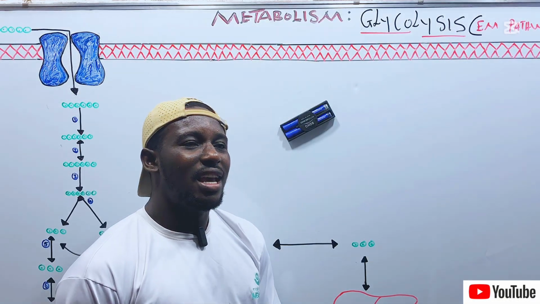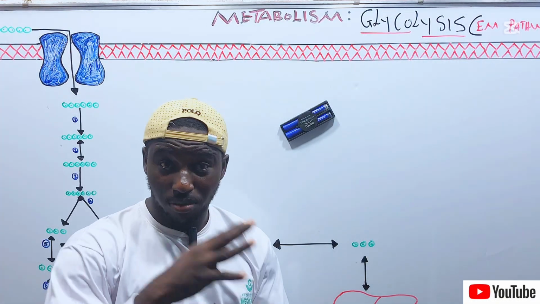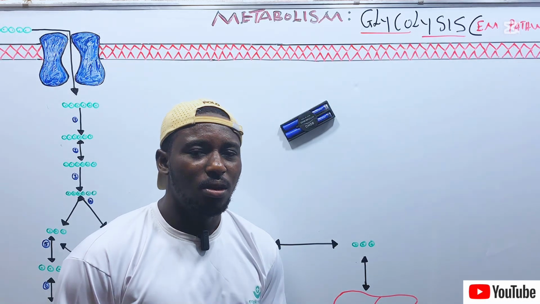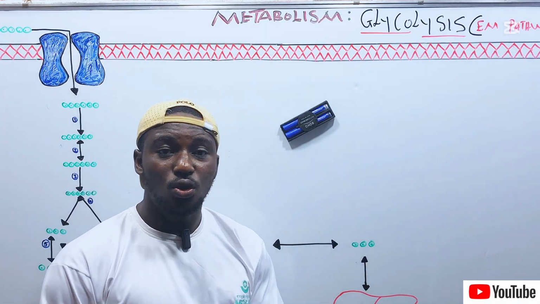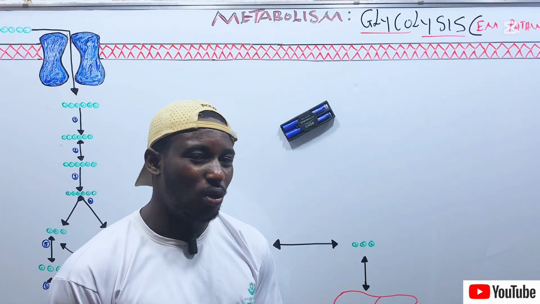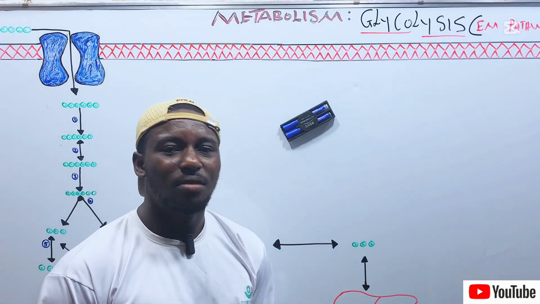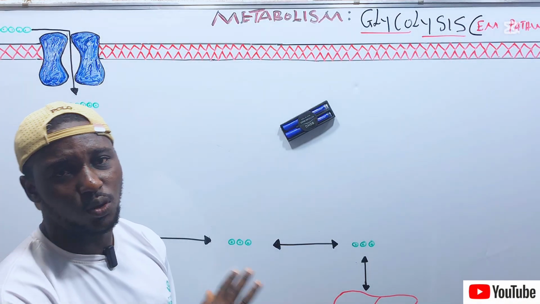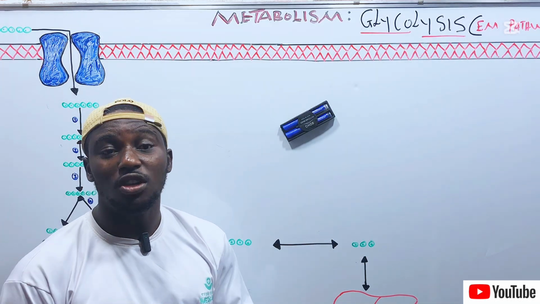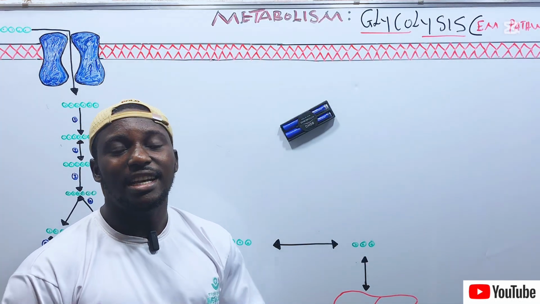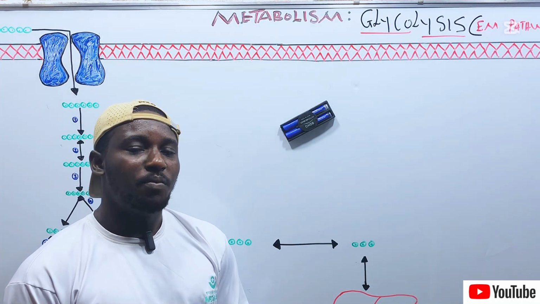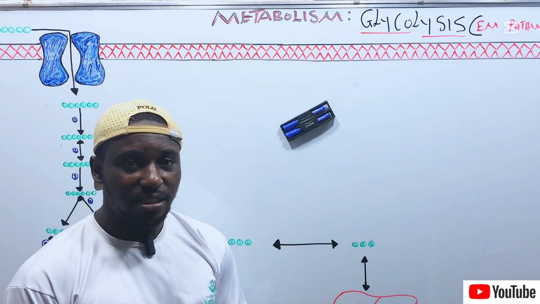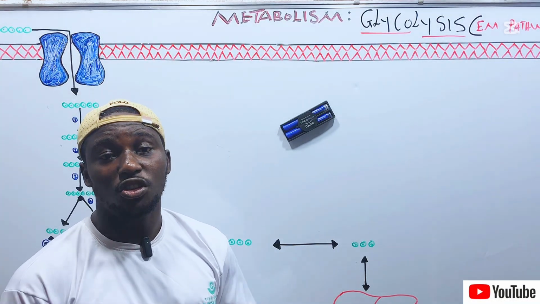So it is a catabolic pathway, that is breakdown. It is a catabolic pathway by which glucose is being broken down to produce what? Lactate, pyruvate, and ATP. You have to understand that this pathway occurs in the cytosolic part of a cell. So it is a cytosolic pathway, which means that all the enzymes are cytosolic enzymes.